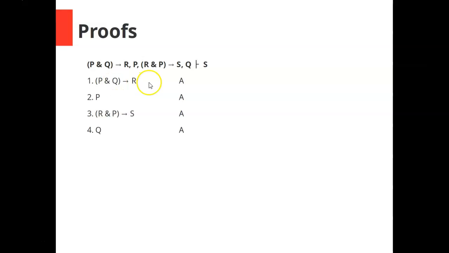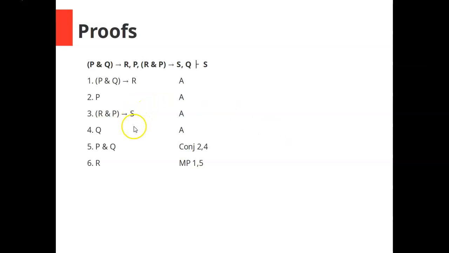That should tell us that we might use modus ponens. If you notice on 1, we do have a conditional. The antecedent is P and Q. We don't have the antecedent. We don't have P and Q. But we do have P and we do have Q. So we can get P and Q. Conjunction of 2 and 4. Now with 1 and 5, we can get R by modus ponens.